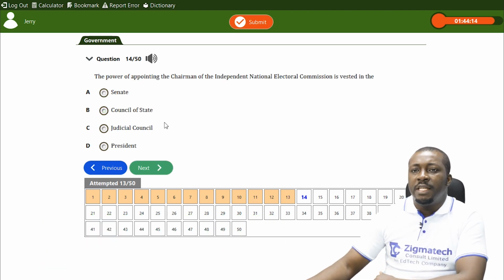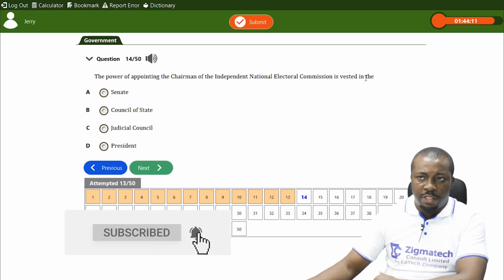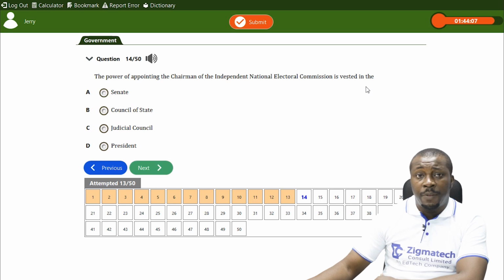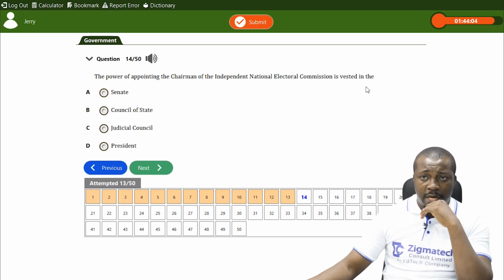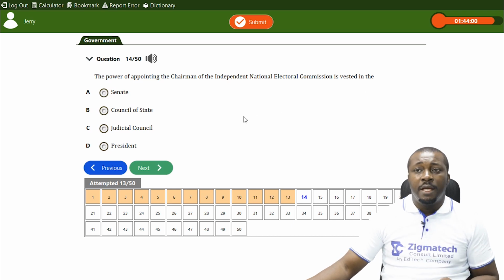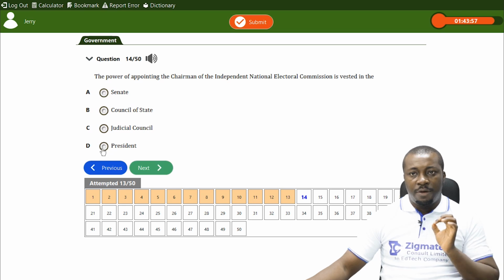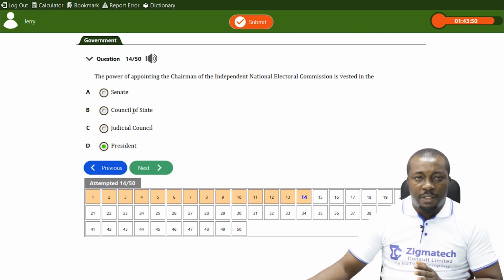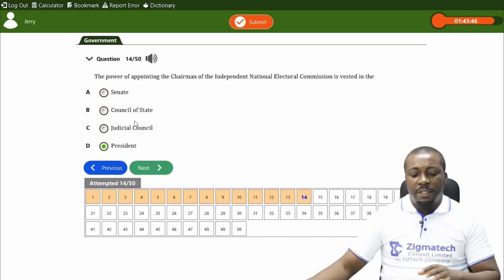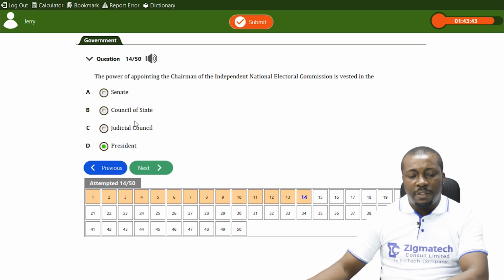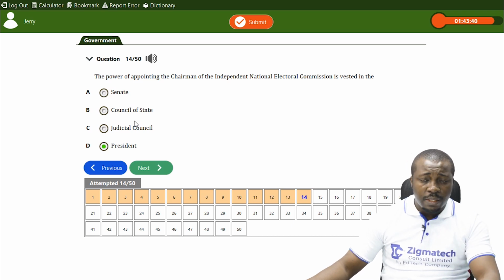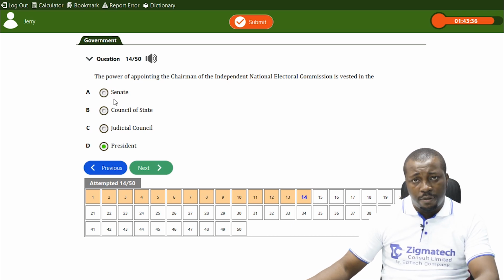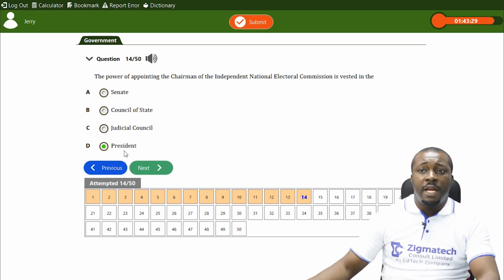Now, the power of appointing the chairman of the Independent National Electoral Commission is vested in the... Now, this question tests your knowledge on the composition and structure of INEC, especially in Nigeria. Nigeria has INEC. So, it's the president that does that. The Judicial Council had no hand in the appointment of the INEC chairman. The Council of State has no hand, where you have the Council of State is the organization that has the president and the former heads of state in it. The Senate only approves the appointment. So it's the president that nominates and does the appointment of the chairman of the Independent National Electoral Commission. No other body does it.